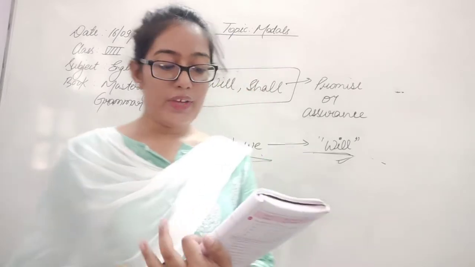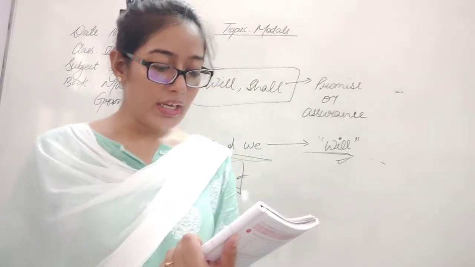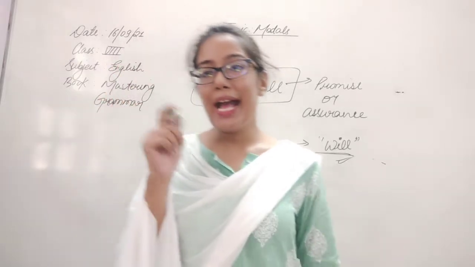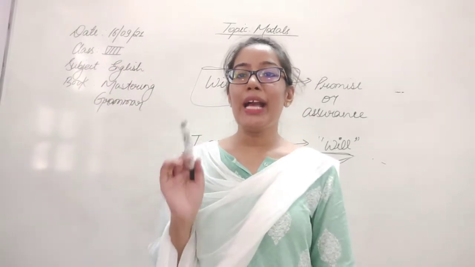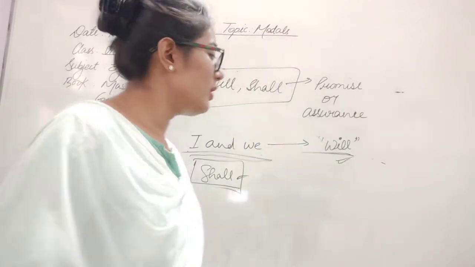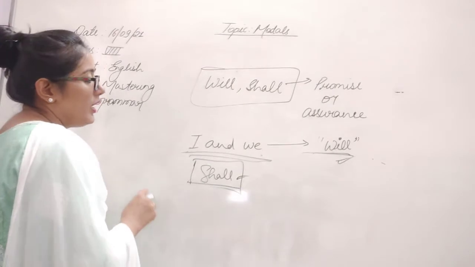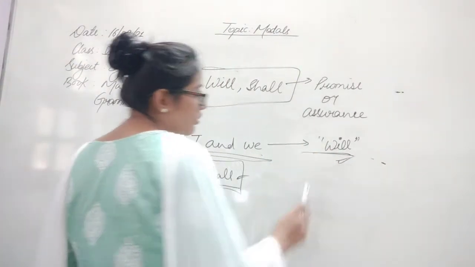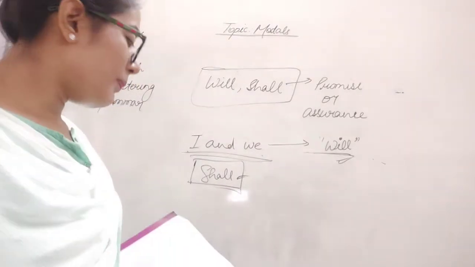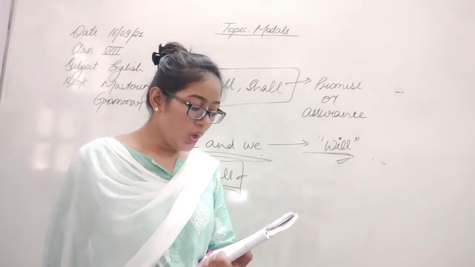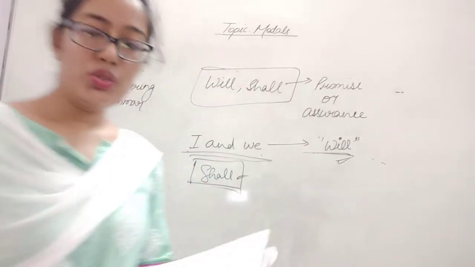But will with I and we is not enough. Using I and we with will is not enough nowadays to show the promise, to give the assurance. Okay.